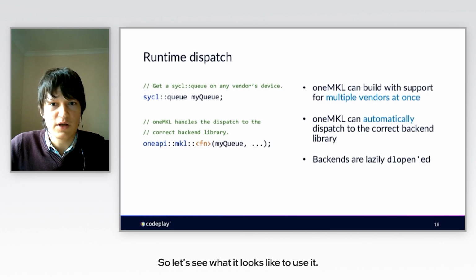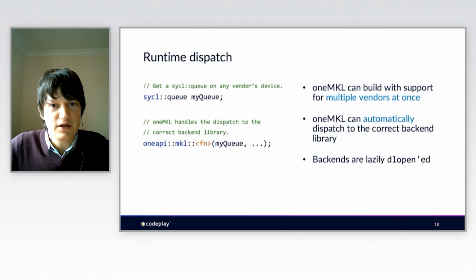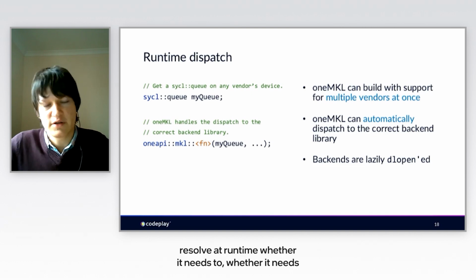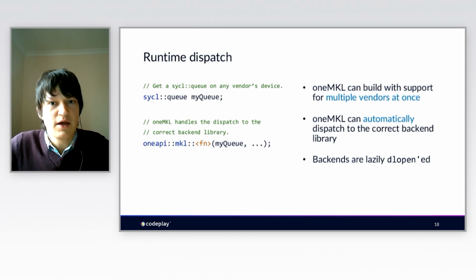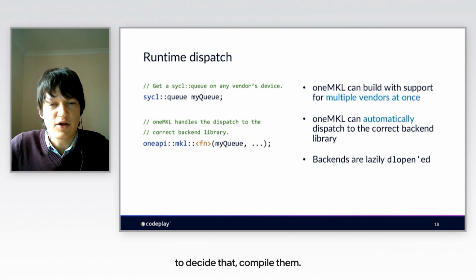All right, so let's see what it looks like to use it. It comes with two types of dispatching. You can do runtime or static dispatch, which means that you can let the library resolve at runtime whether it needs to call the AMD, Nvidia, or Intel backend, or you could use this in a static way and decide it at compile time.